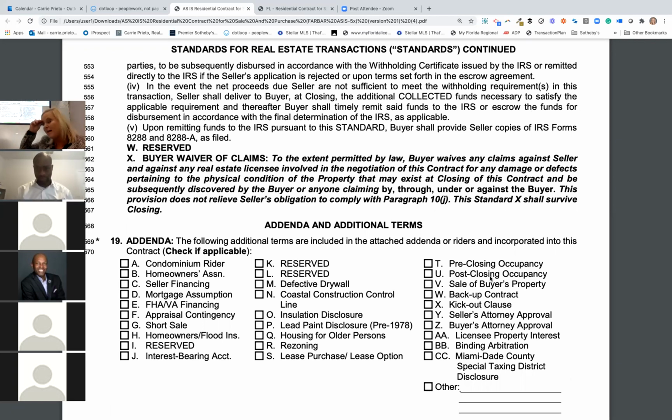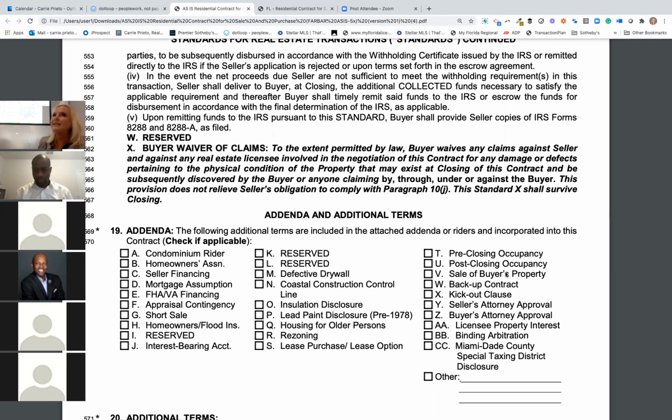I hate them. They're a mess. But if you ever need to do one, call me first, and we will use these addenda, because it is imperative that they have it. If you're on the sell side and someone's doing a pre-closing occupancy, you know what kind of liability you just opened your seller up for?